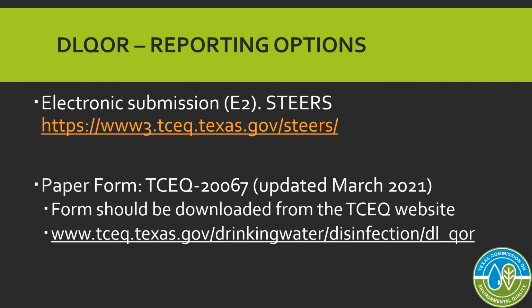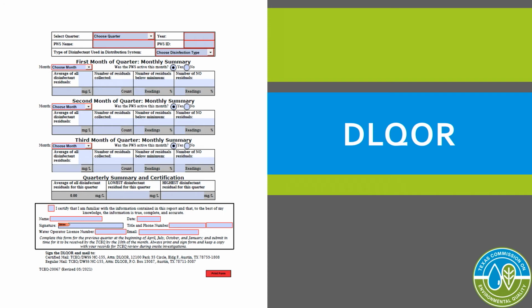So there is, of course, still a paper option. There's just the logistical challenges you face around that, and monetary. Steers is free, and if y'all ever need any help, like I said, myself and my staff are happy to help. Here's a sneak peek. Most of y'all know what this looks like. This is your DLQOR. This is a copy that you can find online, fill out, sign, and submit to us.